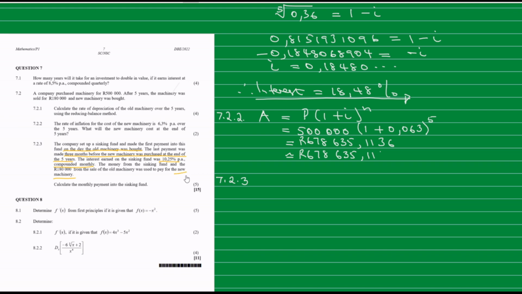So what we note here is that the new machinery is now costing this much. So we want to buy the new machinery at 678,635 rand 11 cents, because due to inflation the price has gone up, the cost has gone up. Now we need to set up a sinking fund. A sinking fund is a savings account which is set up in order to save money to replace an item in the future.